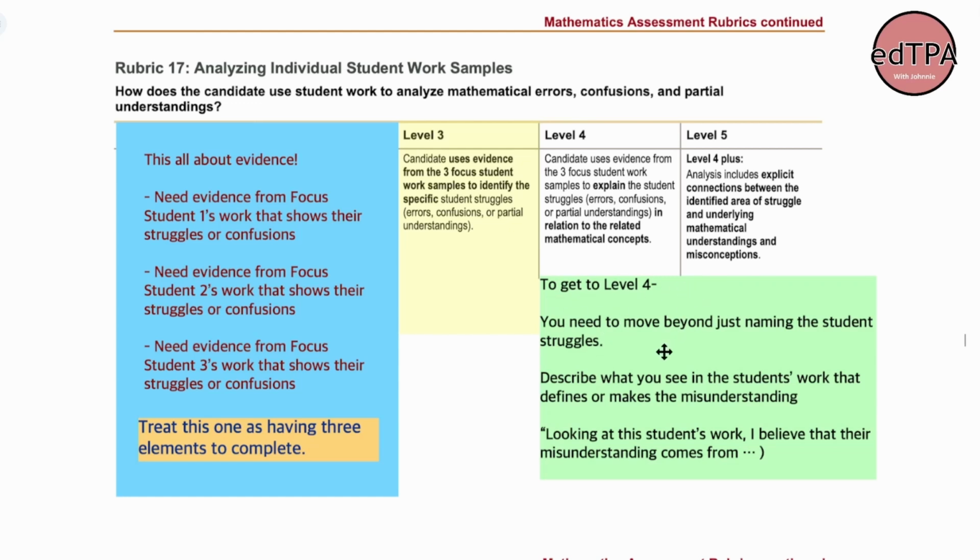To get to level 4, you need to move beyond just naming the student's struggles. Describe what you see in the student's work that defines or makes the misunderstanding. And a suggestion for you: looking at this student's work, I believe that their misunderstanding comes from... So you're explaining what you think is going on with the student. So this is rubric 17.